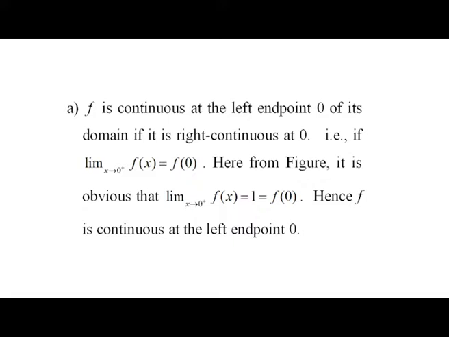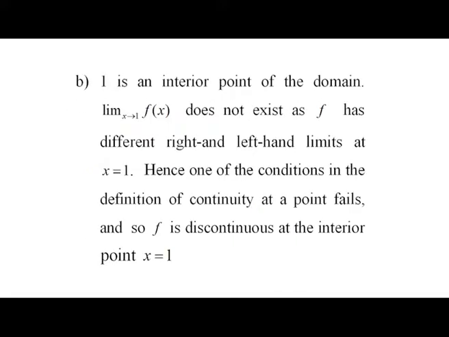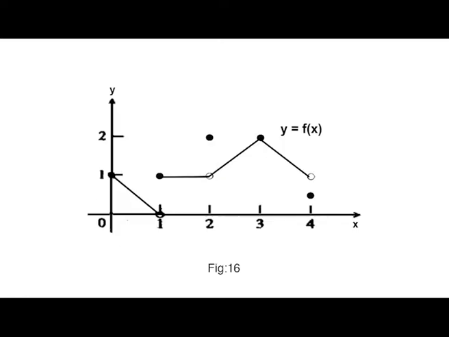Hence, f is continuous at the left endpoint 0. 1 is an interior point of the domain. The limit of f of x as x approaches 1 does not exist, as f has different right and left hand limits at x equal to 1. Hence, one of the conditions in the definition of continuity at a point fails, and so f is discontinuous at the interior point x equal to 1.